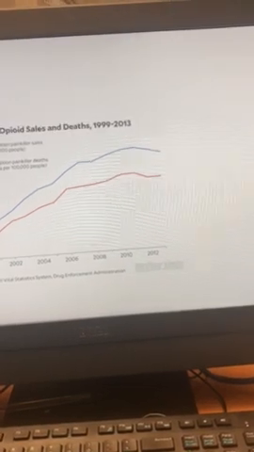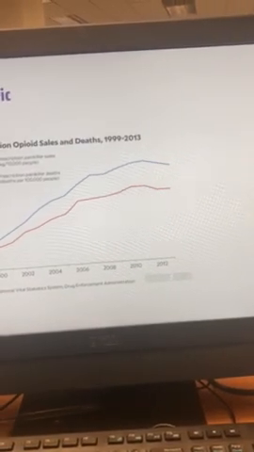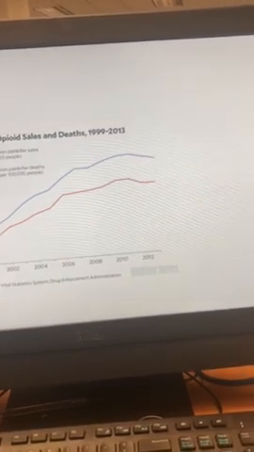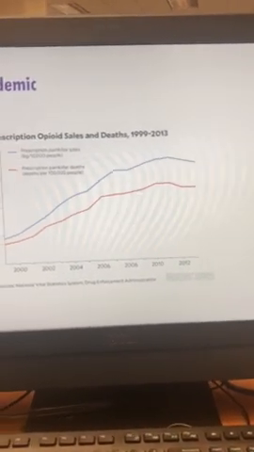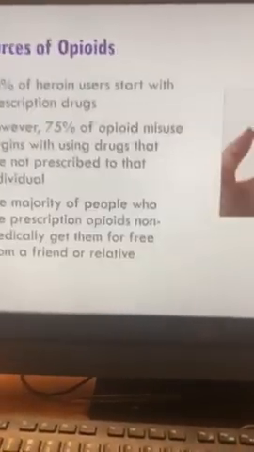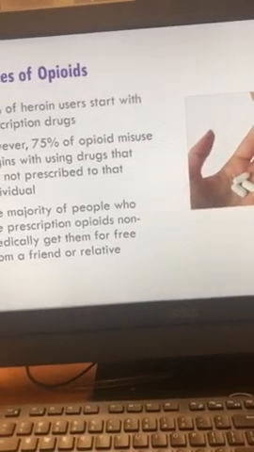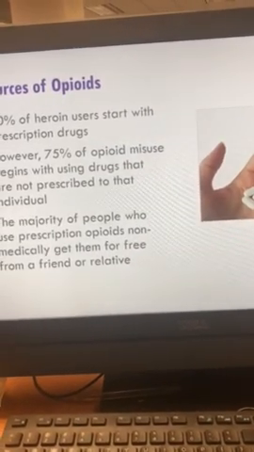The increase in overdoses has been accompanied by a similar increase in sales of opiate painkillers, and you can see how it continues to increase. 80% of heroin users start with prescription drugs.